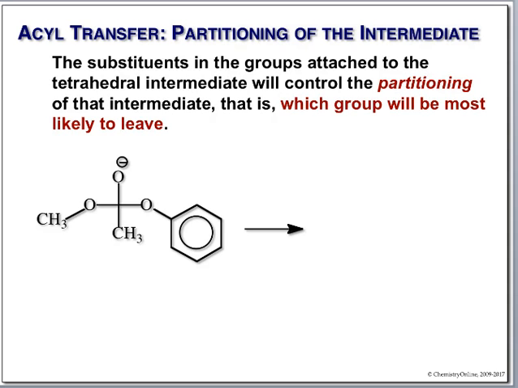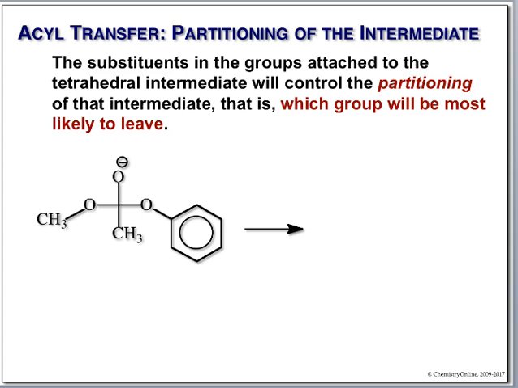So let's look at a tetrahedral intermediate here and try to figure this out. If we had this tetrahedral intermediate, it could break down two ways. The electrons could move back in. The methyl group's not going to go anywhere. It's a carbanion if it left. That's not going to happen.